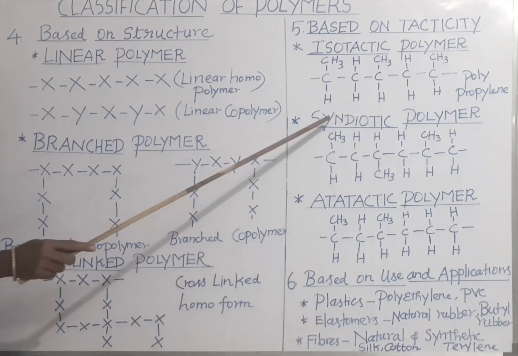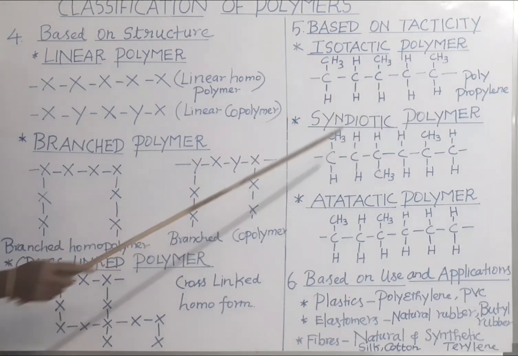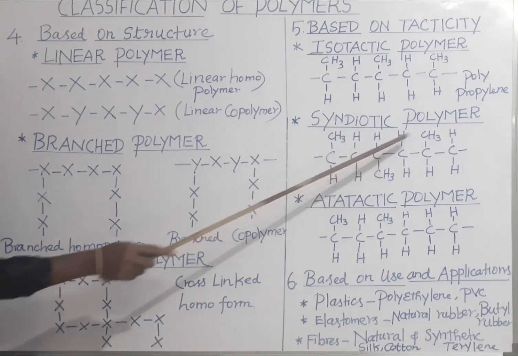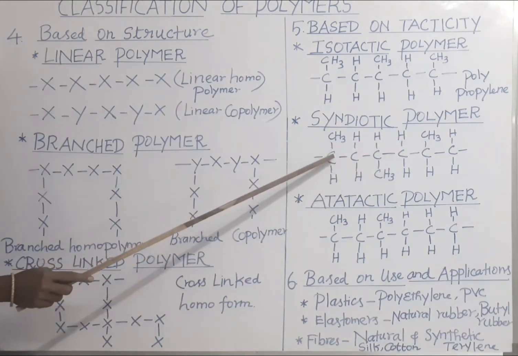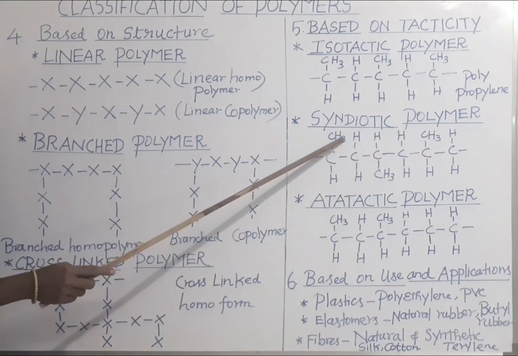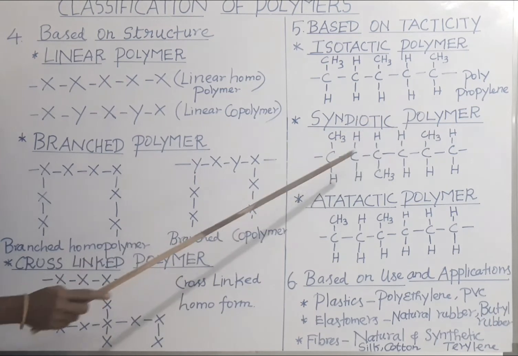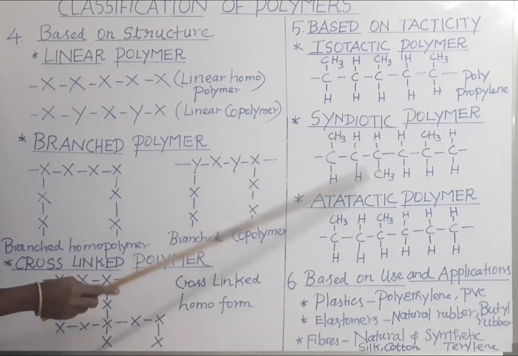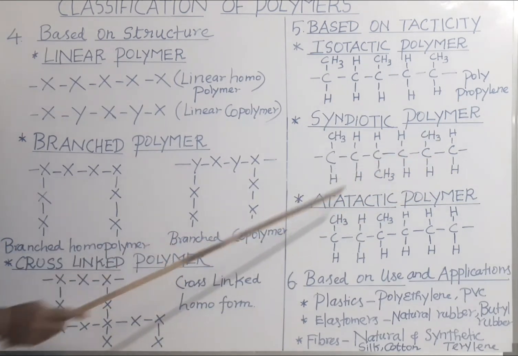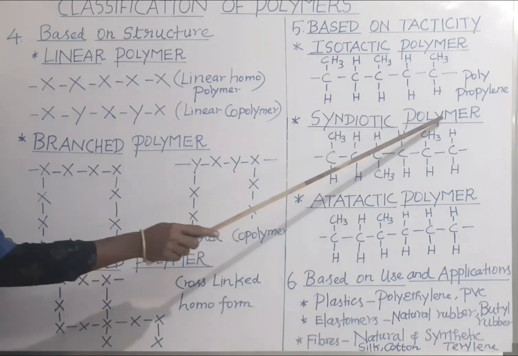The second one is syndiotactic polymer. The characteristic groups are arranged alternately with respect to the polymer main chain. That is, the functional groups, the methyl groups of the monomer, are arranged in an alternating fashion. So one up and one down, up and down. That type of polymer is a syndiotactic polymer.